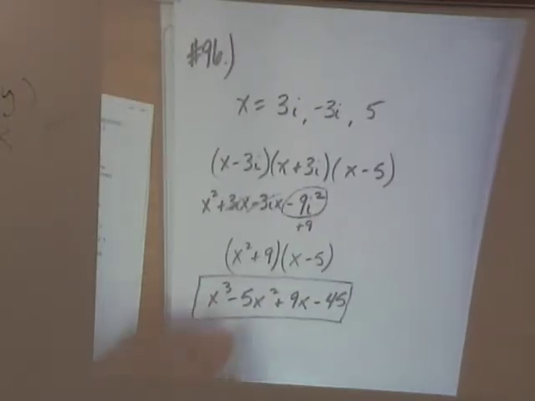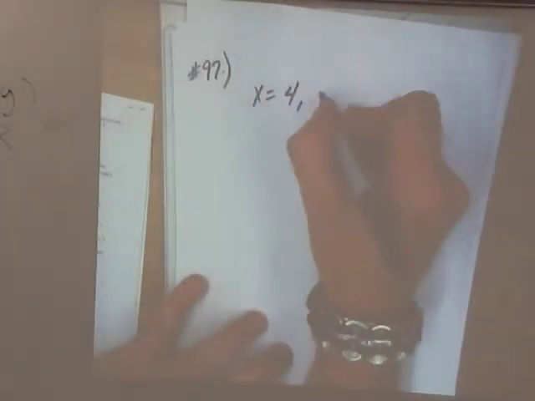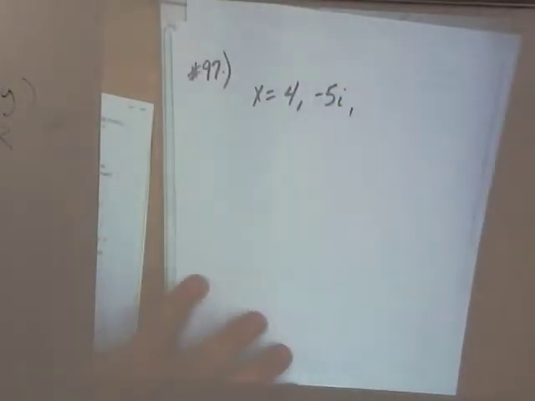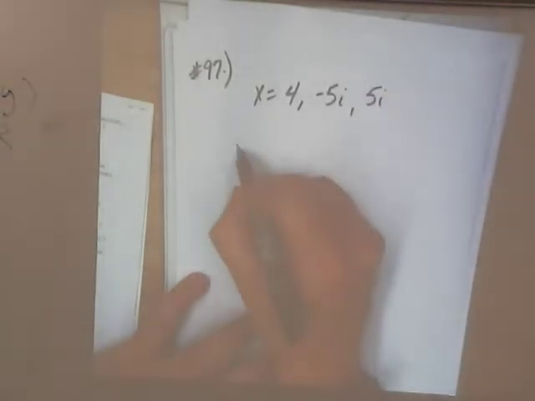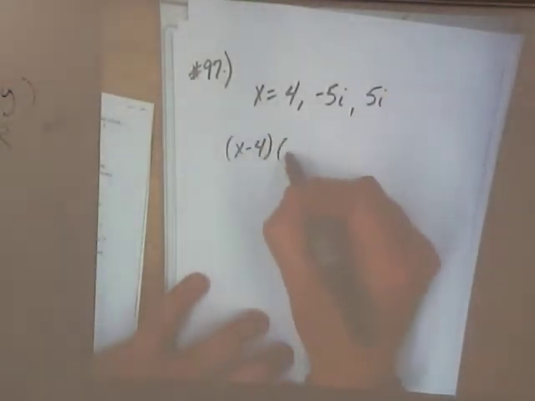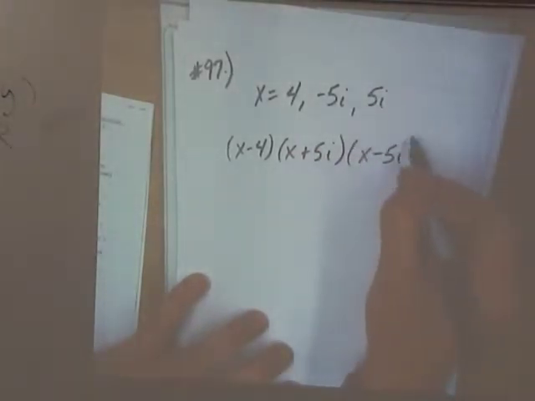Okay, 96. 97. Which equation has roots of 4 and negative 5i? We're missing one, right? What are we missing? X plus 5i. Yeah. So it'll be x minus 4, x plus 5i, and x minus 5i.